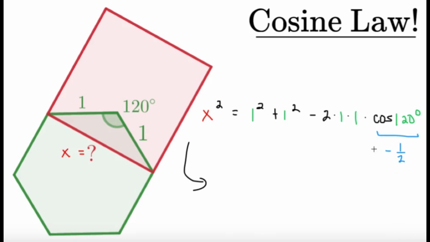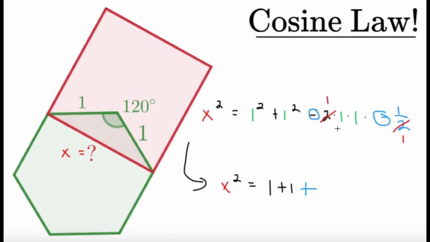So let's simplify the right side a little bit. We have x squared equal to 1 plus 1, minus 2 times 1 times 1 times -1/2. So let's try to see things here. If this thing was -1/2, then these two negative signs make a positive sign, and then we have a 2 and 2 here that cancel.